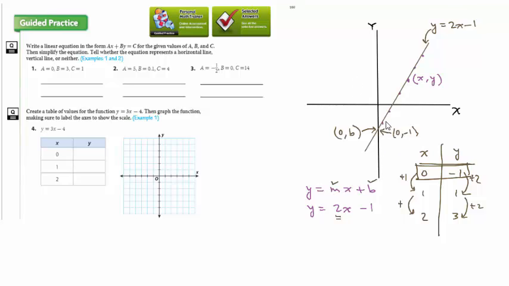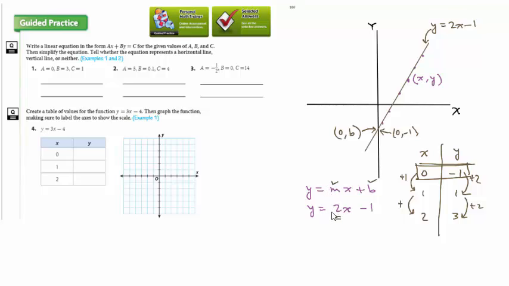If you look at this line, as x is increasing, if you are moving from here to here in this direction, on the x-axis, the numbers are increasing because you're moving to the right. And at the same time, as you're moving up the y-axis, the numbers along the y-axis are also increasing. So when x increases, y also increases. When x decreases, y also decreases. That means it's a positive slope.